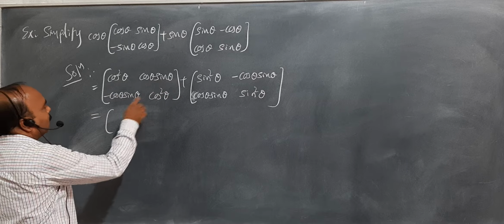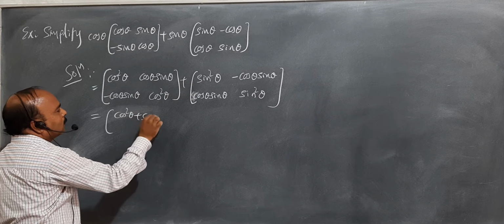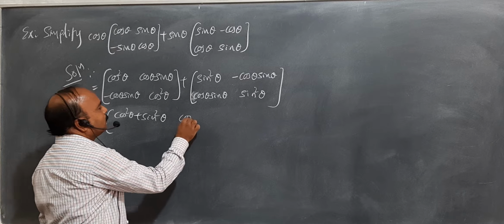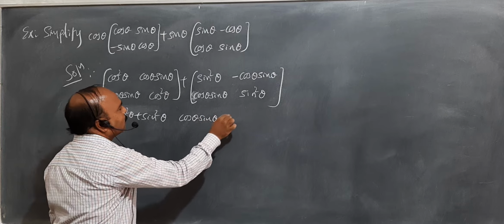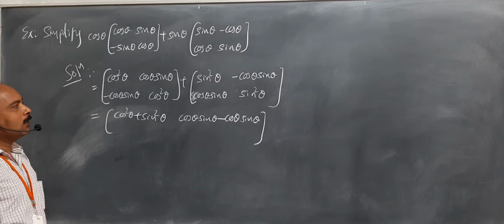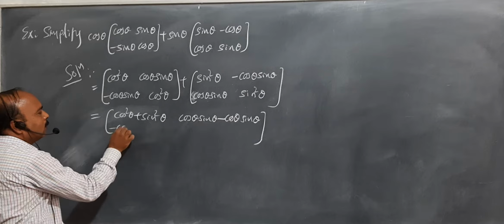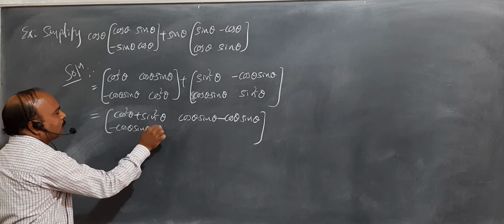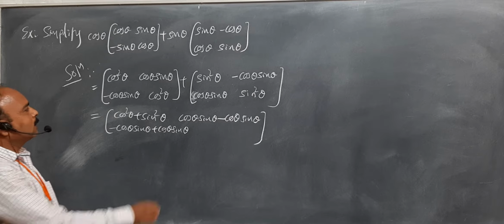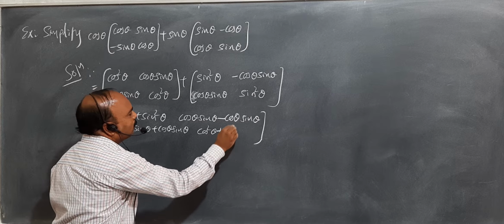Now add these two matrices. It is cos square theta adding with sin square theta, cos square theta plus sin square theta. Next, cos theta sin theta minus cos theta sin theta. Next, third element, minus cos theta sin theta adding with cos theta sin theta, minus cos theta sin theta plus cos theta sin theta. And last A22 element, it is cos square theta plus sin square theta.